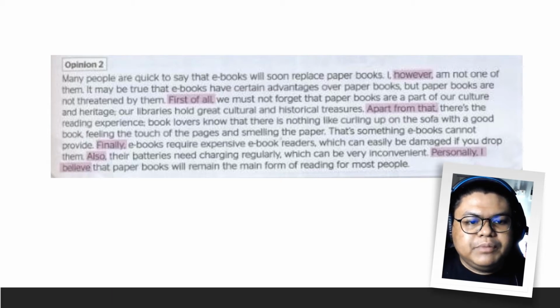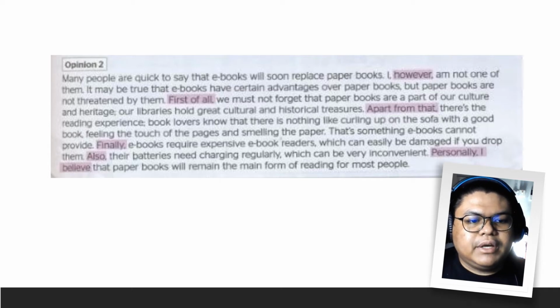First of all, we must not forget that paper books are a part of our culture and heritage. Our libraries hold great cultural and historical treasures. Apart from that, there's the reading experience. Book lovers know there is nothing like curling up on the sofa with a good book, feeling the touch of the pages and smelling the paper. That is something ebooks cannot provide.